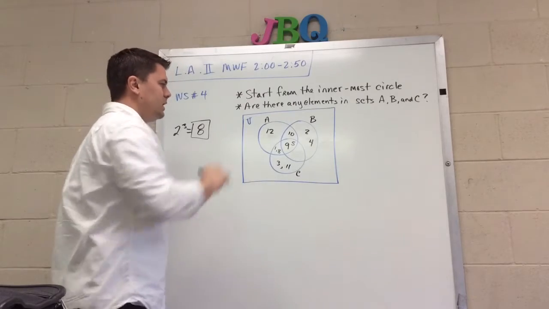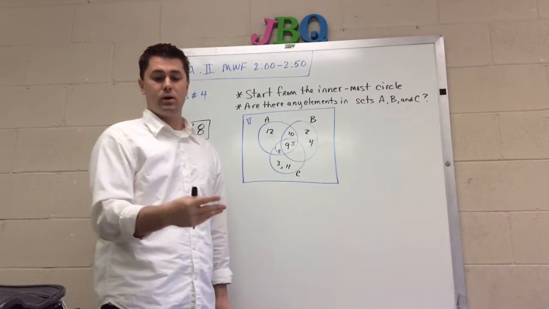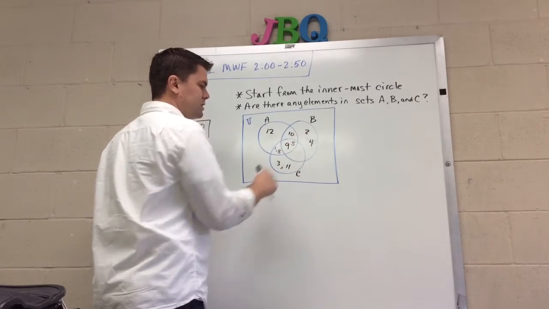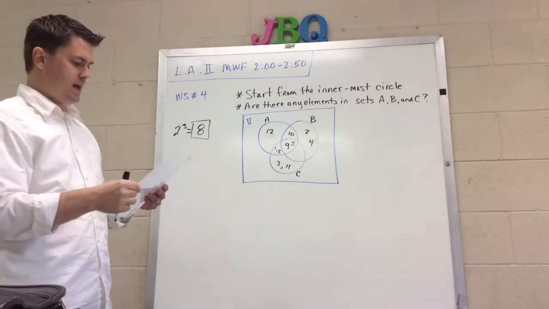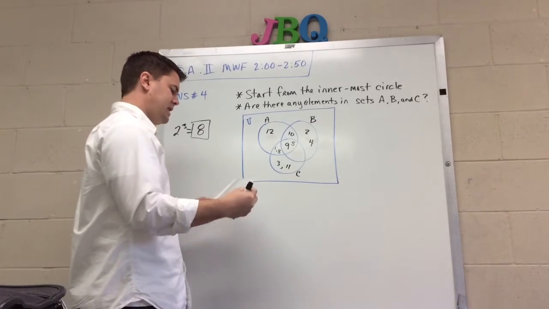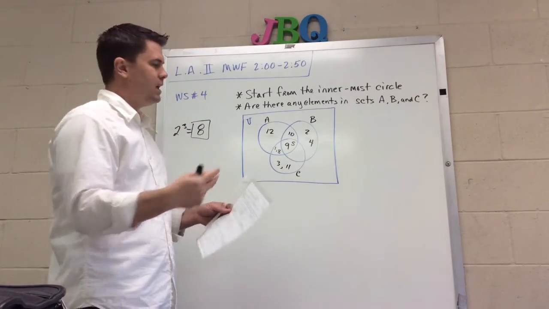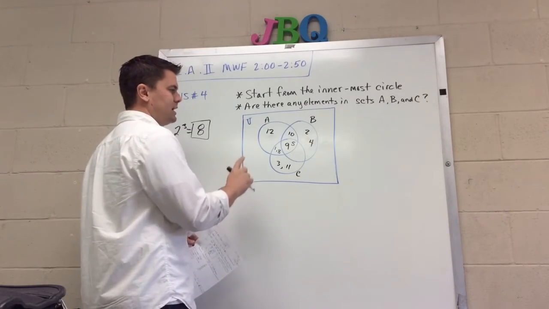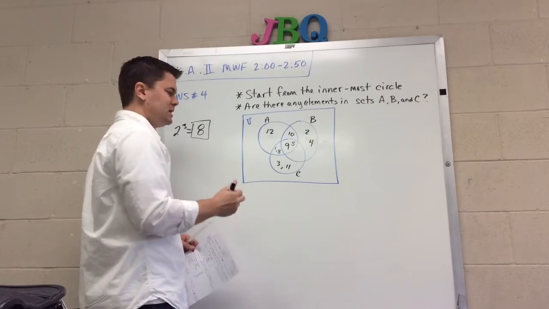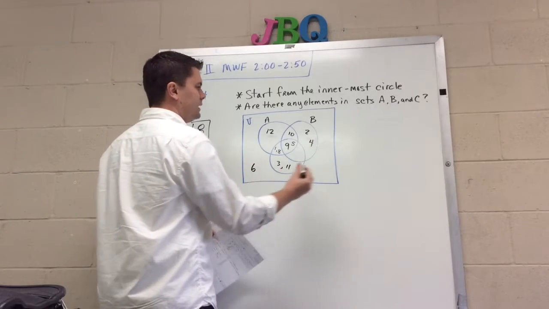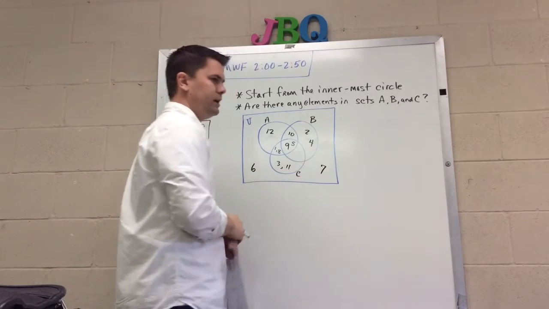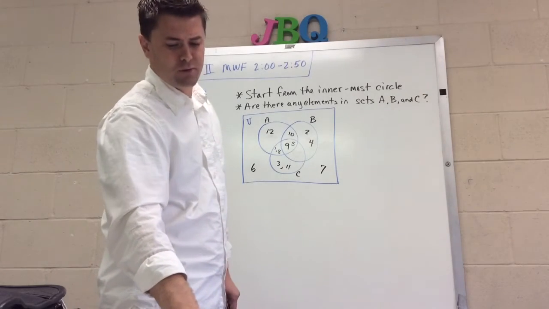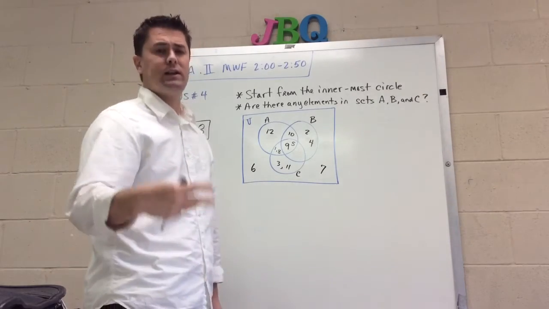Okay. Now, as I look at this, are there any elements that were in the universal set that are not in sets A, B, or C? So we kind of look back through our data. I see the number 6 and the number 7 are elements in the universal set, not in sets A, B, and C. It really doesn't matter where we put those on the chart as long as they are outside of the ABC circle. So I threw the number 6 down here, and we can throw the number 7 over here. So this is a way to illustrate the sets, universal A, B, and C, constructing a Venn diagram.